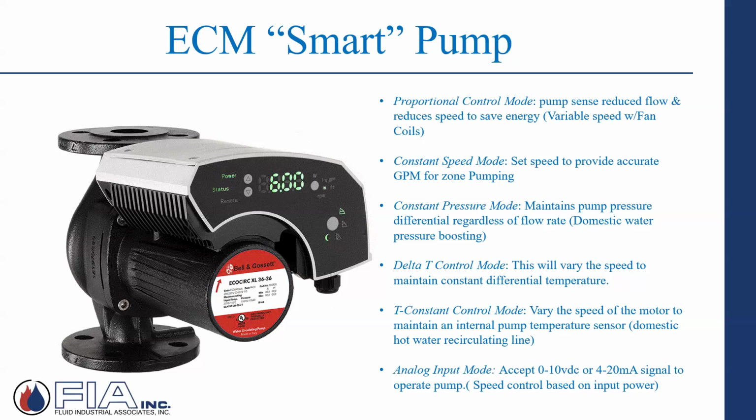Constant pressure, you can get into delta T mode, where you'll maintain a constant differential temperature. Constant temperature control mode, vary the speed of the motor to maintain an internal pump sensor. So on board the wet end of the pump, right behind the impeller, there's a temperature sensor. Sometimes we'll use it on domestic hot water recirculating lines. Maintain 105 degrees, maintain 110 on that recirc line. It's on board. It's right there. That's an application.